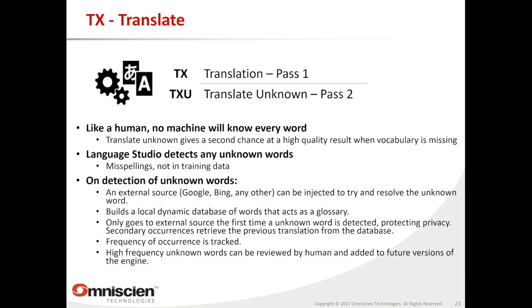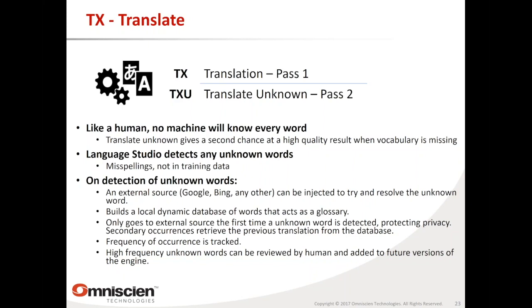When we go to translate, we do translation in two passes. The first pass, we translate and then we validate that there's no unknown words. If there are any unknown words, we have a choice. We can leave it as is, or we can go out to third-party translation services and ask for help.